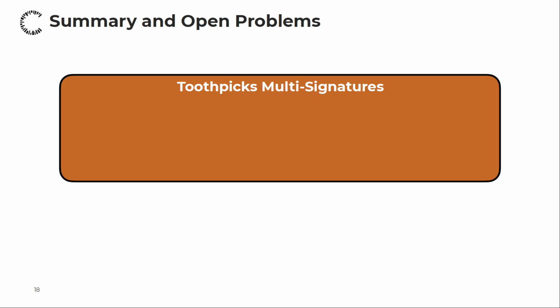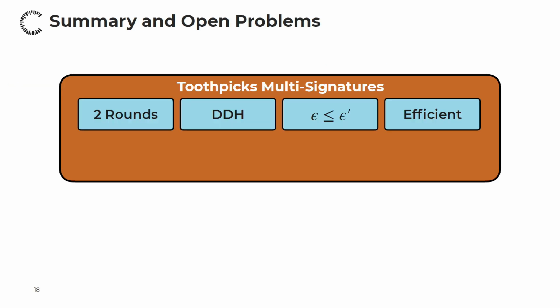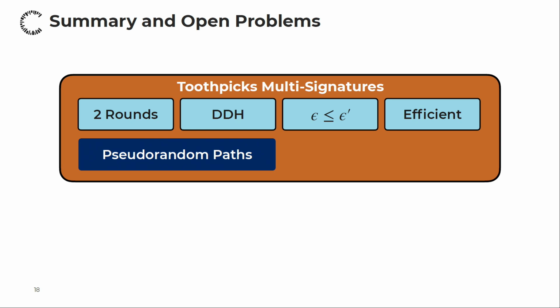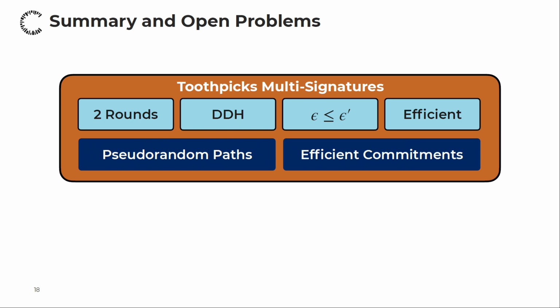Now let me summarize. We presented Toothpicks, a new multi-signature scheme. It is a 2-round scheme. It is based on the decisional Diffie-Hellman assumption and is tightly secure. And the important thing, it's much more efficient than this Chopsticks scheme with the factor 2 overhead that we have seen. The techniques are this new pseudo-random paths technique and more efficient commitments.